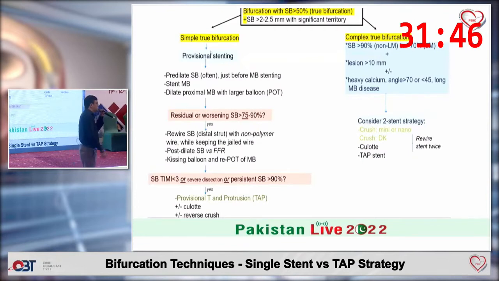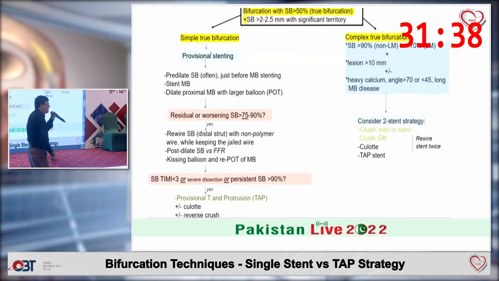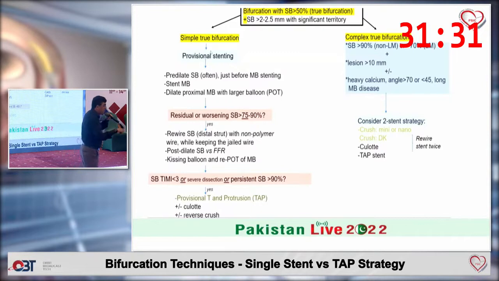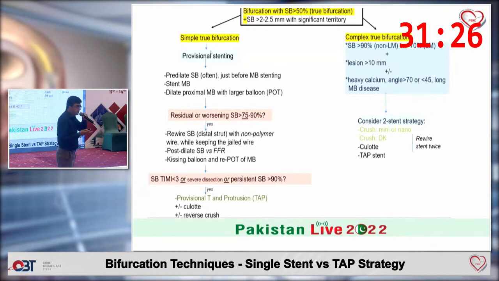And you have all the reason to stop over there rather than chasing that side branch and making your procedure more complex. So stop there, and only if there is persistent side branch occlusion more than 90%, the patient is having signs of hemodynamic compromise in the form of chest pain, falling blood pressure, TIMI 3 flow declining, dissection, then you chase the side branch, because then it shows that the side branch is quite significant and it needs to be chased.